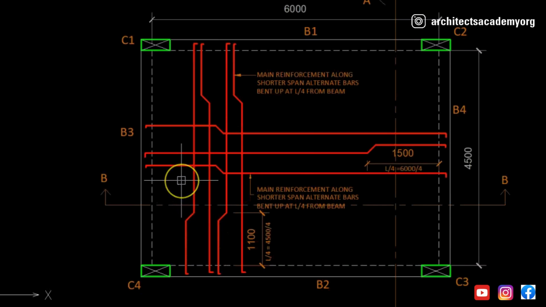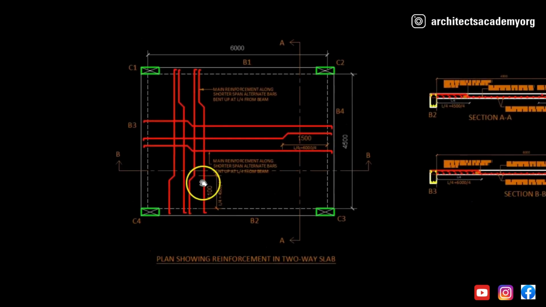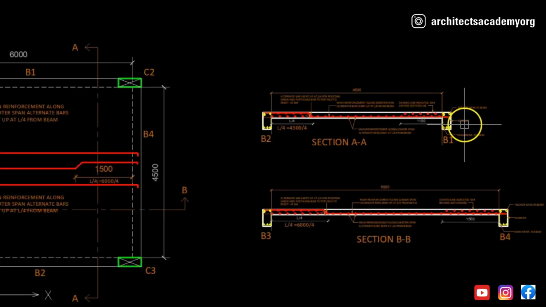So this is how the plan of the two-way slab looks. Now if we take sections through this slab, for example section AA along the shorter direction and section BB along the longer direction, we will see something like this which we are seeing here. So let us first see section AA, which is going along the shorter direction.